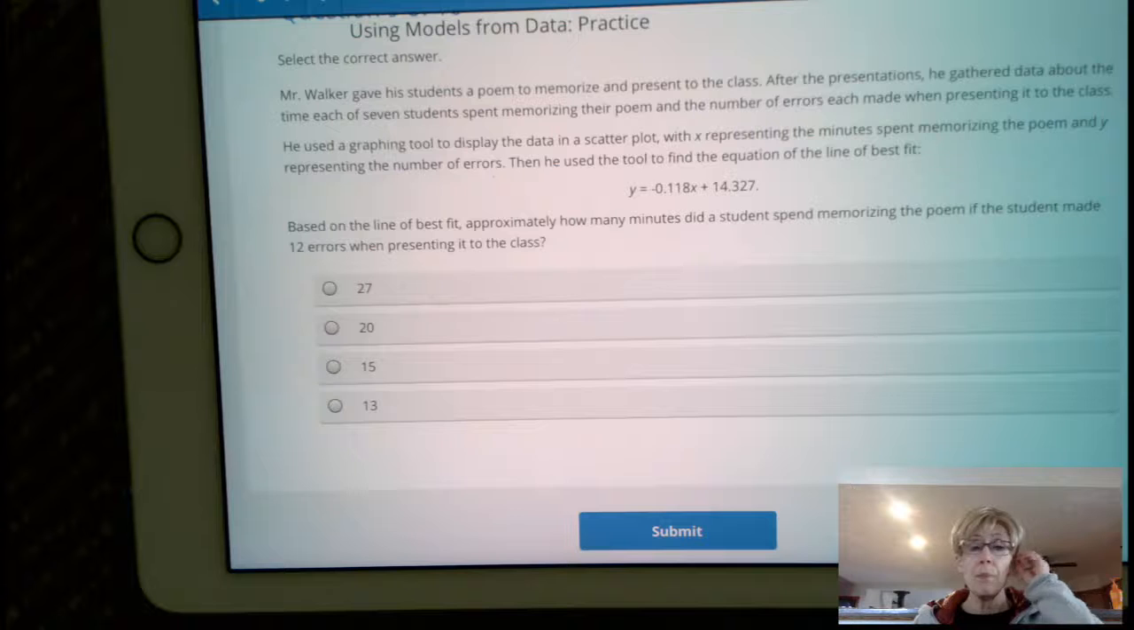We're going to fill in that value of y with 12. So this time it's going to be 12 equals negative 0.118x plus 14.327. And we want to solve for x. So in order to solve for x, we're going to subtract 14.327. Type that into Desmos, type it into your calculator. But 12 minus 14.327 gives us negative 2.327 equals negative 0.118x.